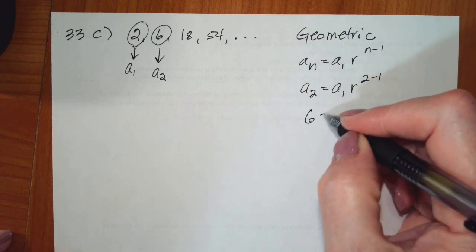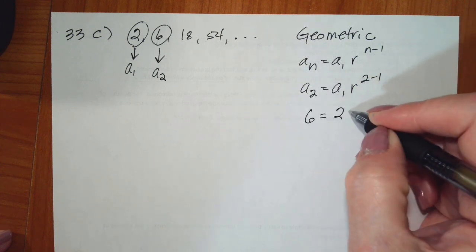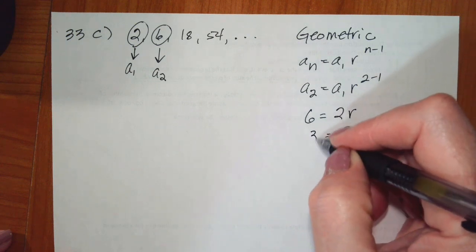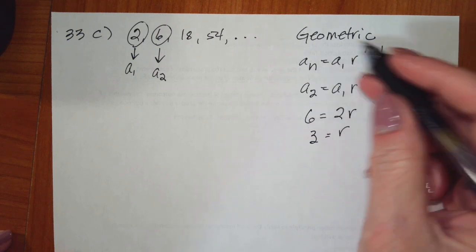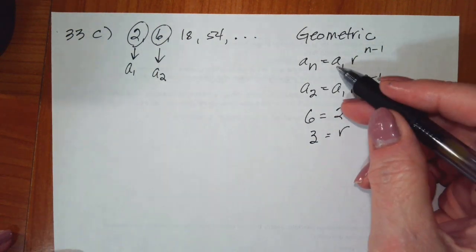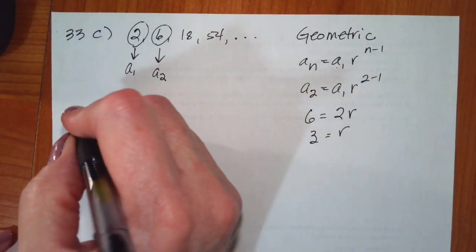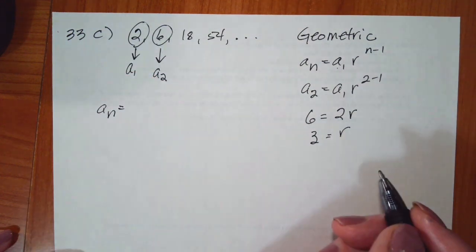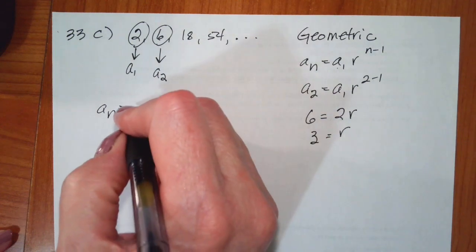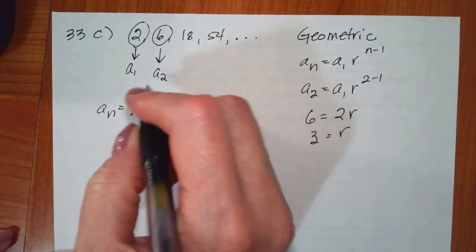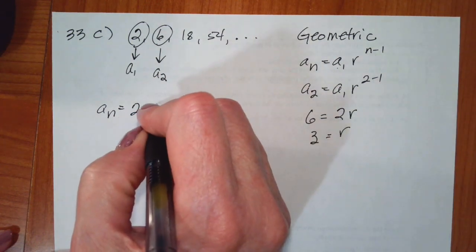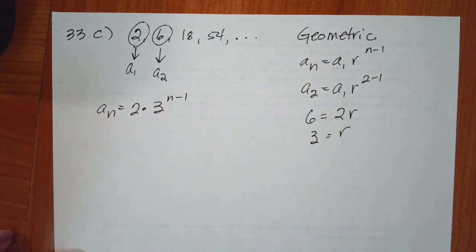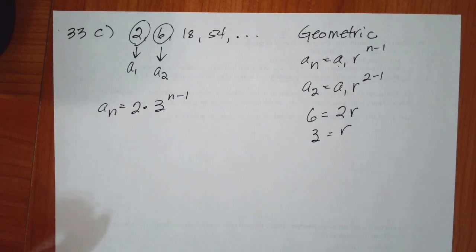So that tells me 6 is equal to 2 times r to the first, which tells me that r is 3. So now I have everything I need for here. I know my a sub 1, I have my r. Okay, so a sub n is equal to a sub 1 times the common multiplier to the n minus 1. And there you have your sequence.